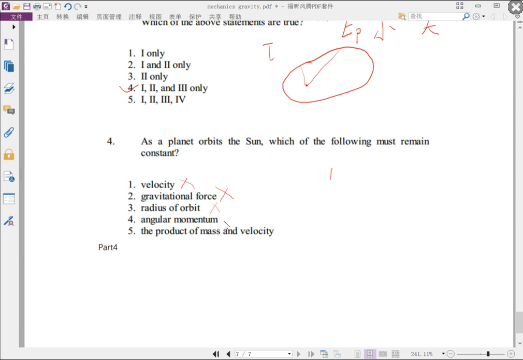And angular momentum must be a constant because the gravitational force exerts no torque on the planet. So if there is no torque, the angular momentum is always conserved. The product of mass and velocity. Okay, mass is a constant. Velocity changes, so it can't be a constant. So the right answer should be 4. Okay, that's it.